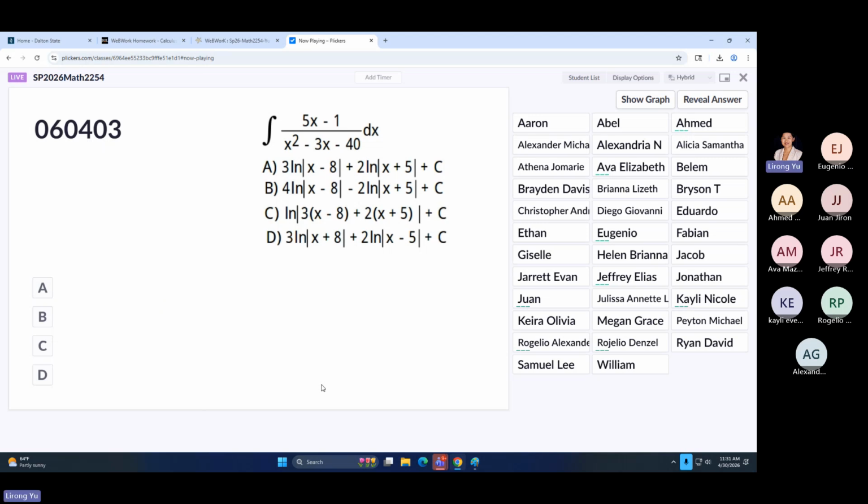And then we have to do, I guess, integration by substitution. We have to separate this into 2 integrations. But this one, the denominator can be factored. You can see 40 equals 5 times 8, and 8 minus 5 is 3. So we decompose the denominator.